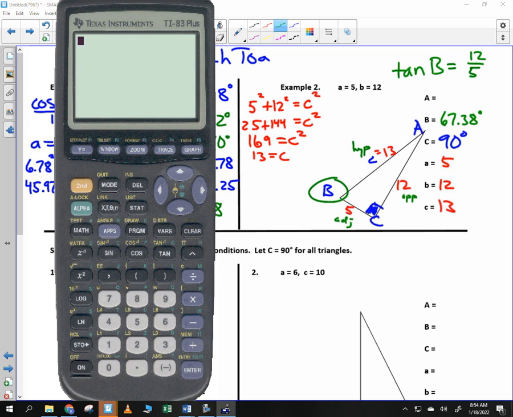So how do I find angle A? All three angles must add to 180. So 180 minus 90 minus 67.38. 22.62.